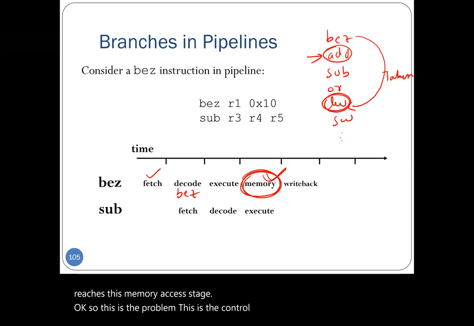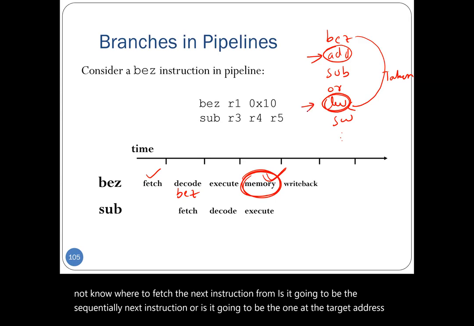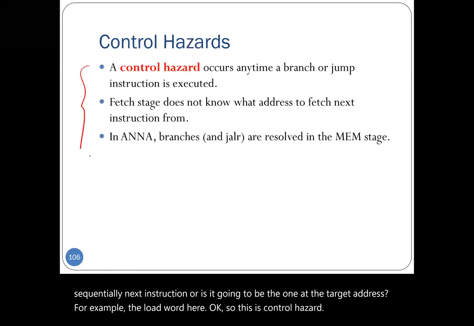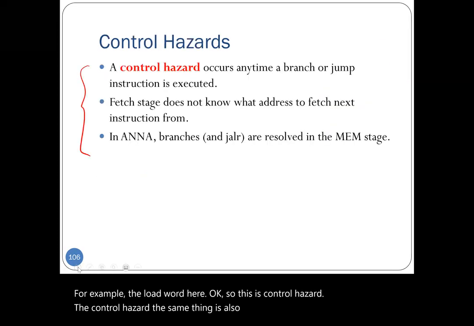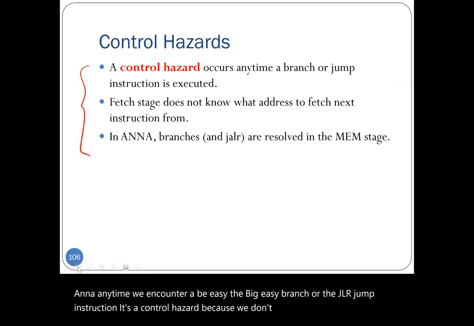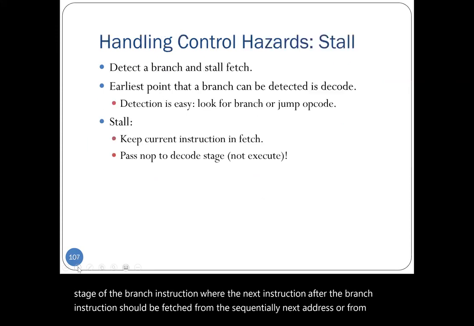Until the branch is resolved, which is much later in the memory access stage, the instruction fetch stage does not know where to fetch the next instruction from. Is it going to be the sequentially next instruction, or the one at the target address, for example, the load word here? So this is the control hazard. The same thing is also summarized over here. Essentially in ANA, anytime we encounter a BEZ, a BGZ branch, or the JALR jump instruction, it's a control hazard, because we don't know until the memory access stage of the branch instruction whether the next instruction should be fetched from the sequentially next address or from the target address. So that's the control hazard.